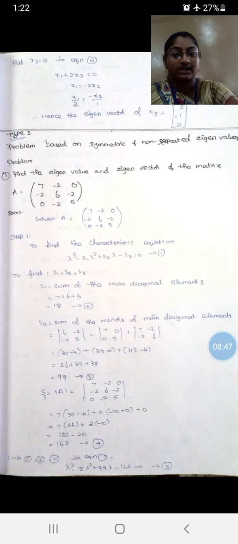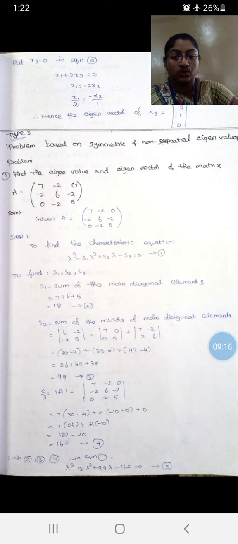Step 1, to find the characteristic equation. We know the formula for the characteristic equation: lambda cube minus S1 lambda square plus S2 lambda minus S3 equal to 0. Mark this as the first equation. In this we have to find the values for S1, S2 and S3. S1 is the sum of the main diagonal elements. My main diagonal elements are 7, 6, 5. Add all of them, I get the value of S1 is 18.